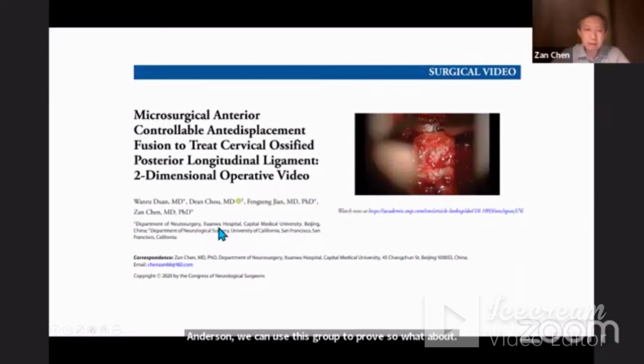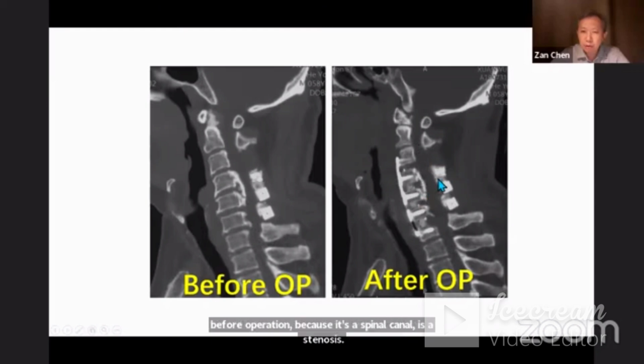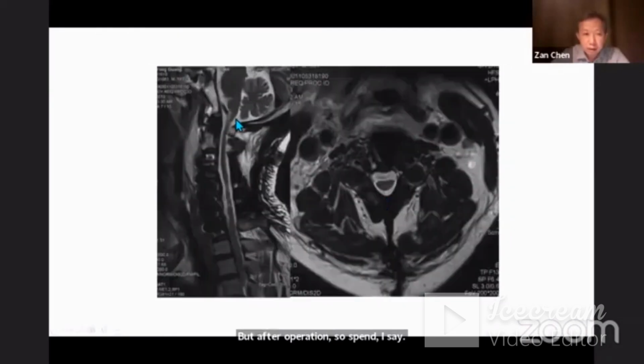And this is the journal where we published this video to explain how to do the operation. Before operation, we can see the spinal canal is stenosed, but after operation, the cervical spinal canal is enlarged, and the spinal cord is decompressed much better.